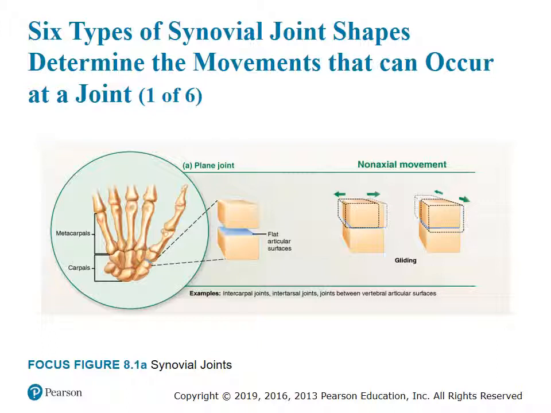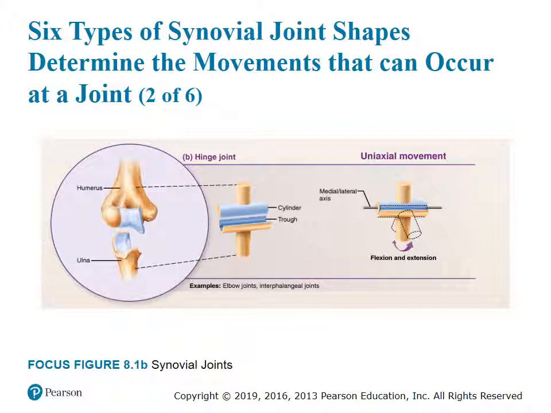So, planar joint, non-axial movement, they usually glide. So if these cubes represented the wrist bones, and I move those wrist bones, we would glide one way and the other. Like if you're doing this, that means those bones are gliding over each other like this, or they're going forward and backwards, gliding over each other like that. And if I make a fist, that's kind of what those bones are doing, gliding over each other.